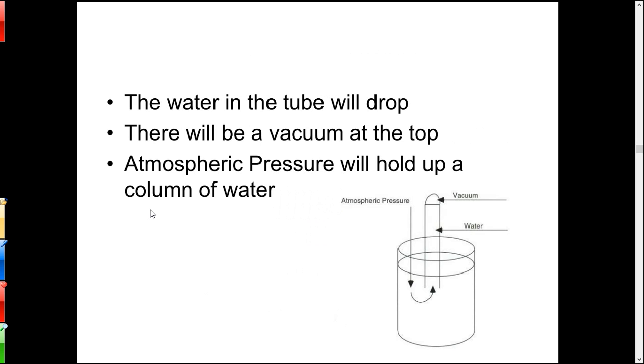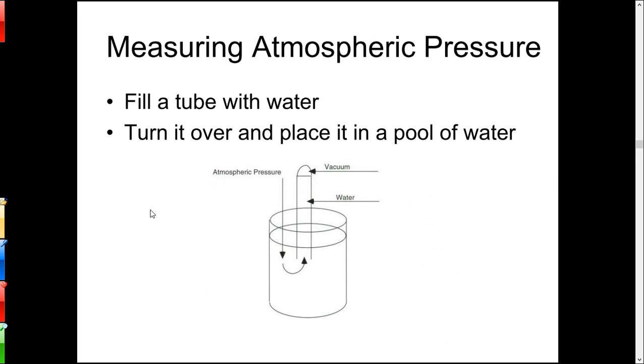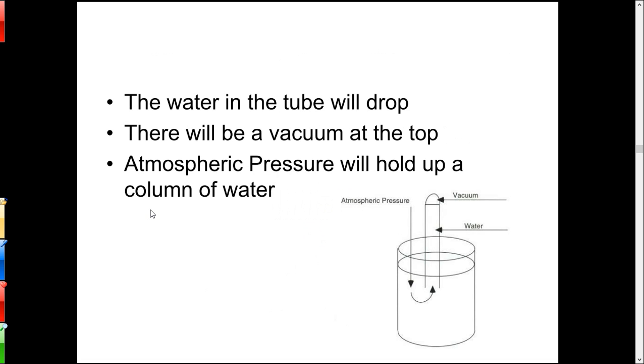Okay, so if the tube's tall enough, the water will drop a little bit. You'll get a vacuum up at the top. Now atmospheric pressure will work its way through that pool and push water up the tube is what's going to happen. So atmospheric pressure is holding up a column of water.